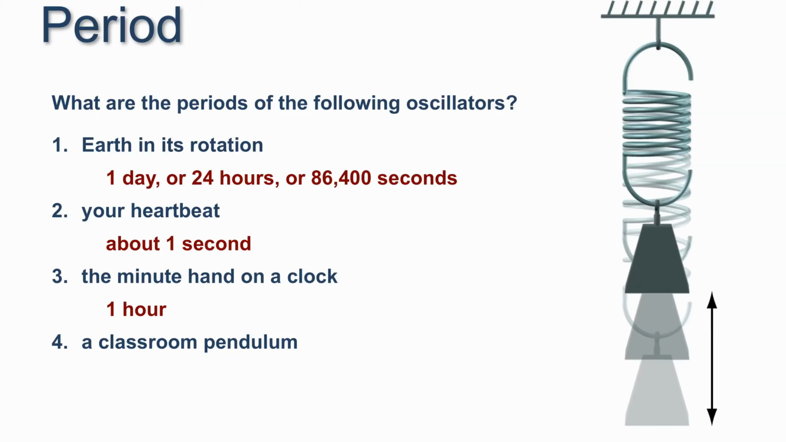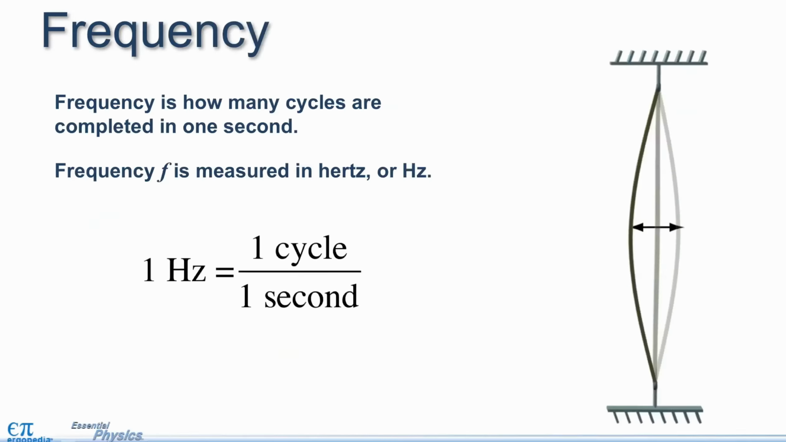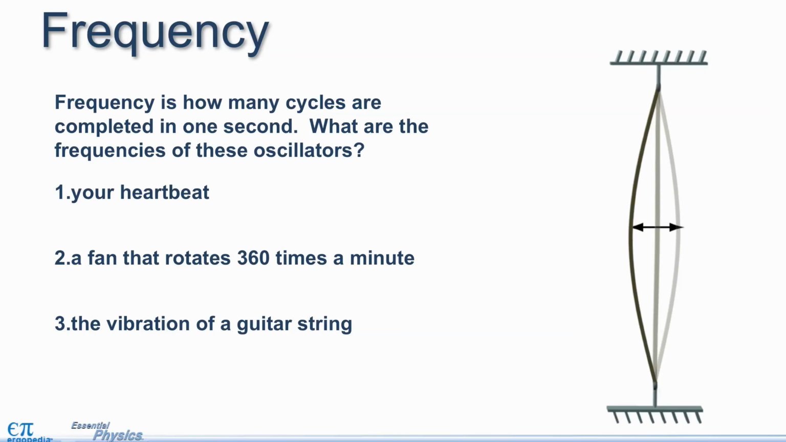A classroom pendulum. So if we set up a pendulum, maybe we have a length of a meter or so. We're thinking like a grandfather clock, ticking back and forth. It's about a second or two, and we'll be exploring that more soon. So the frequency is how many cycles are completed in 1 second. The frequency is measured in hertz, and 1 hertz means 1 cycle in 1 second. Good.